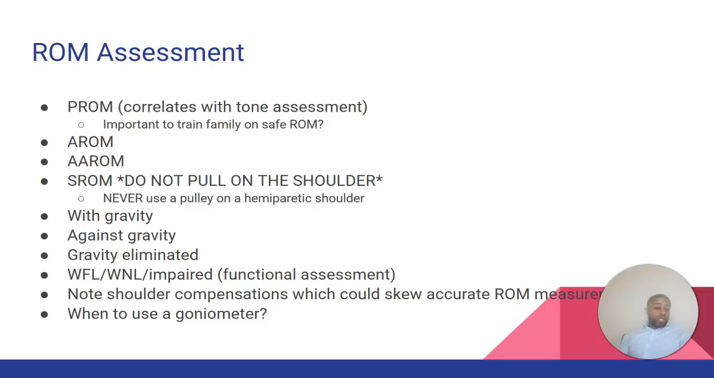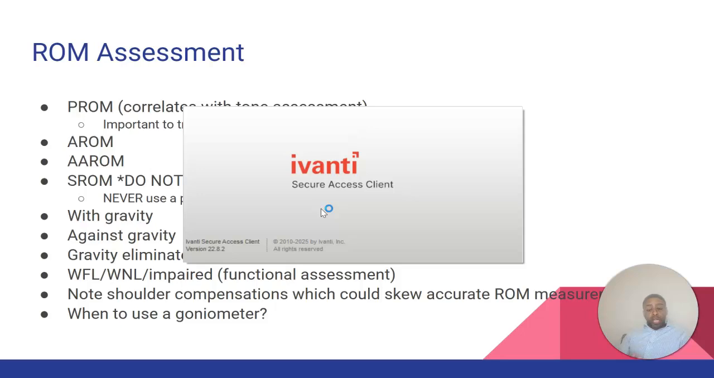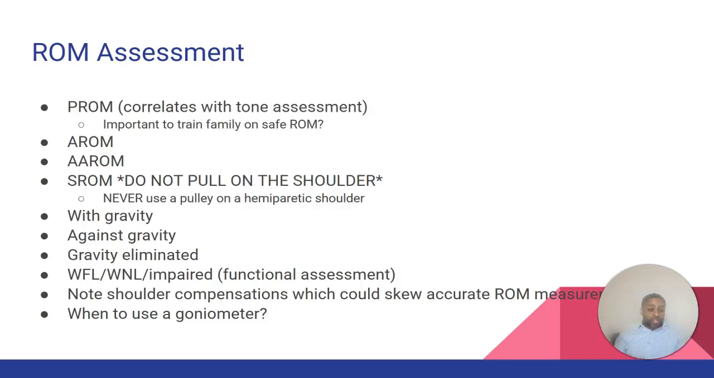With passive range of motion, with any of these range of motions really, you can train family members on how to do these range of motions at home from a home exercise program standpoint. However, you have to make sure that they return demonstrate safety and ability to assist the person with these range of motion exercises within the clinic setting before you prescribe it as a home exercise program, right?